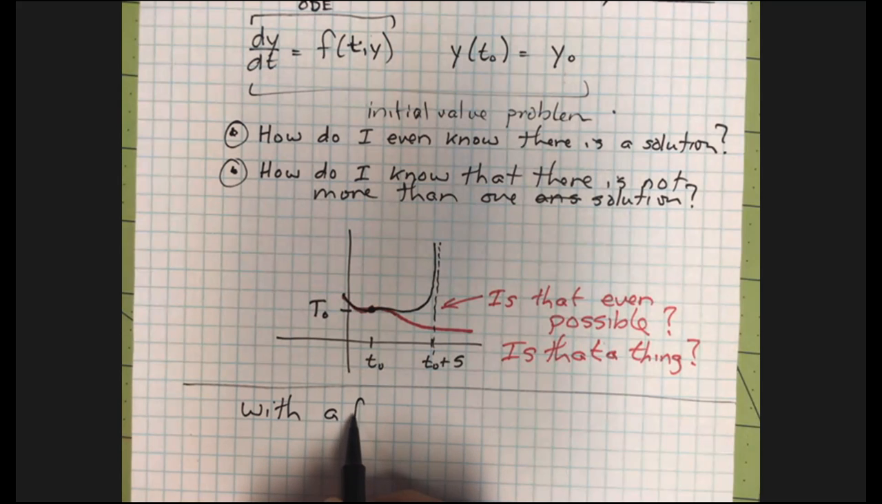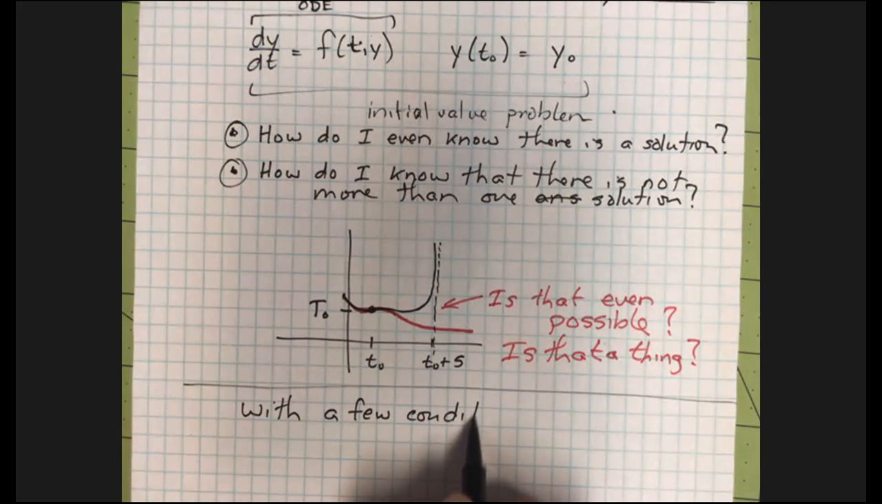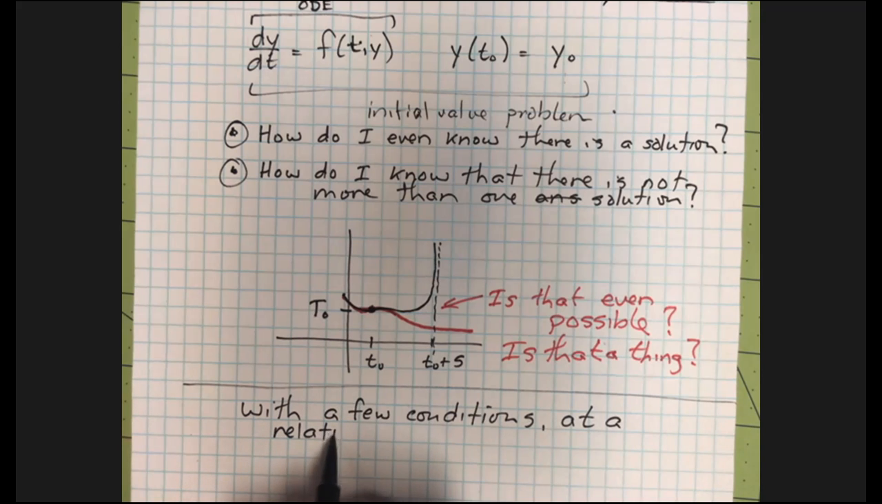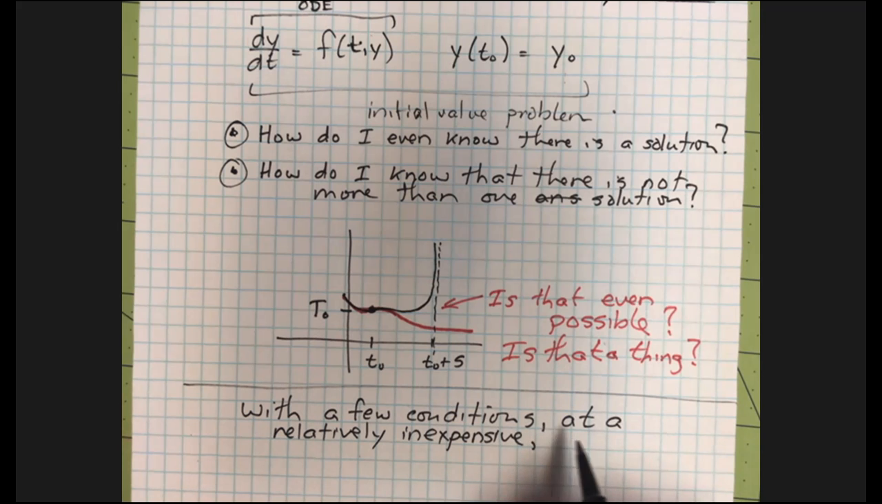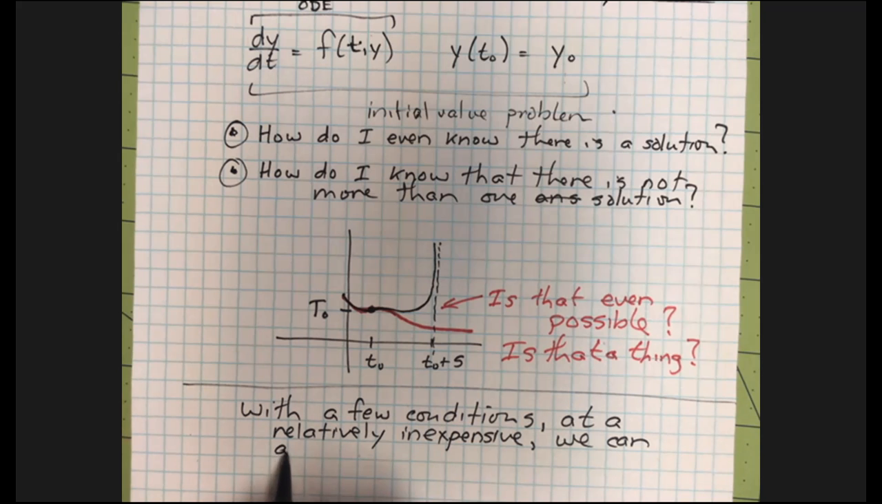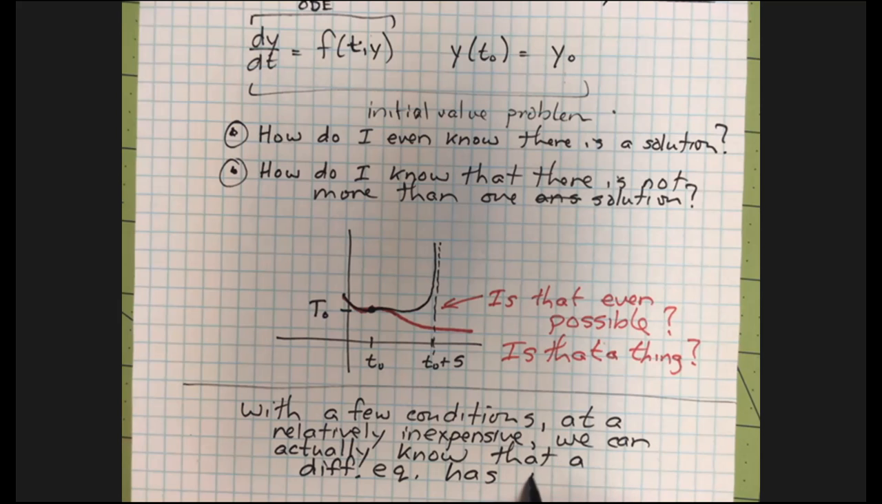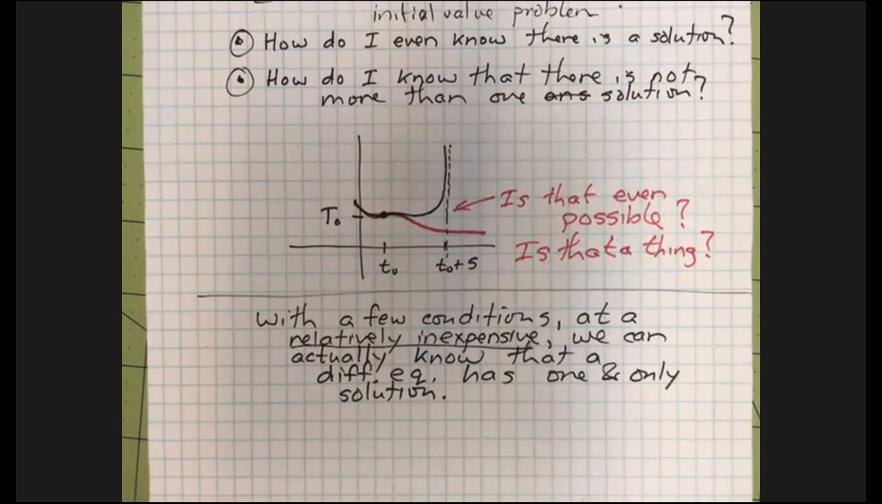With a few conditions, I'll say this colloquially, at a relatively inexpensive cost, that means it's not going to be too exotic, we can actually know that a differential equation, I'll abbreviate, has one and only one solution. But it doesn't come up without a cost. Everything has a cost, right? But this cost is going to be very mild.